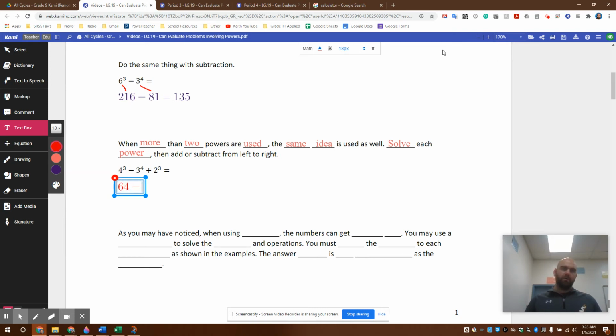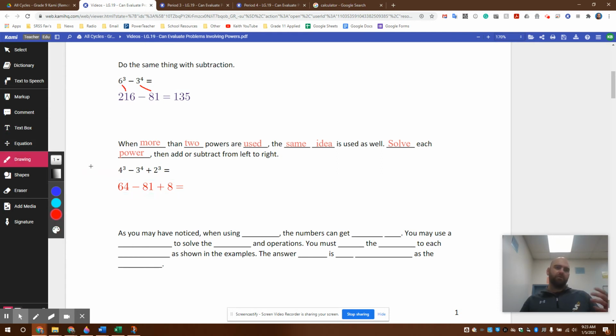Okay, so 64. 3 to the power of 4, well, we already did that one up here, so we can just use that value, 81. And 2 to the power of 3 is 8. So again, we have now just solved each one of our powers. And we replace each power with its value in standard form in the equation.